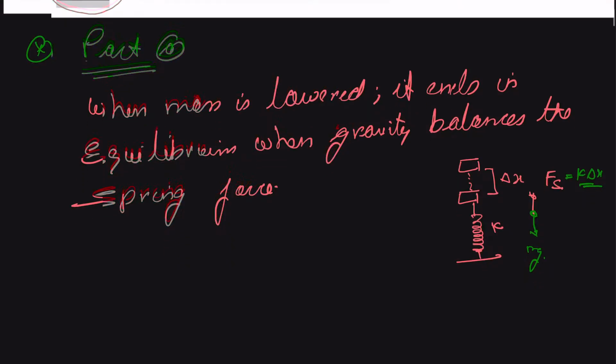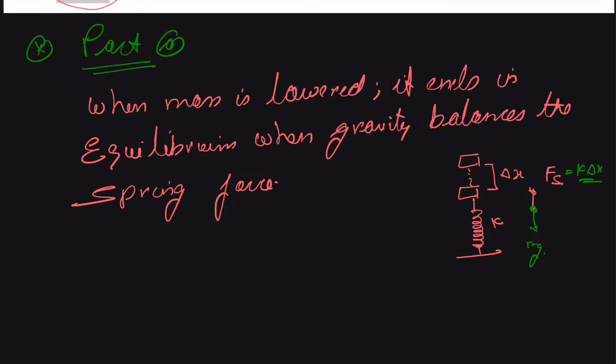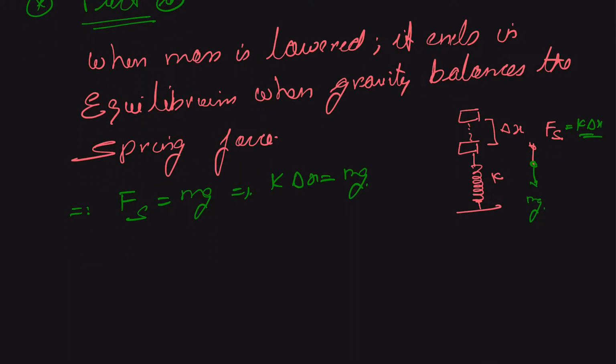So we can write the equation: the spring force will be equal to mg, or K times delta x equals mg, and from here delta x will be equal to mg upon K. So this is the initial compression of the spring. That is our part A.